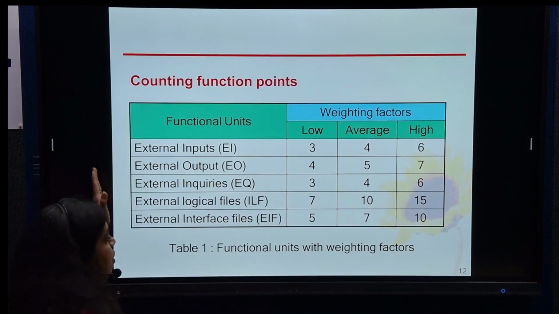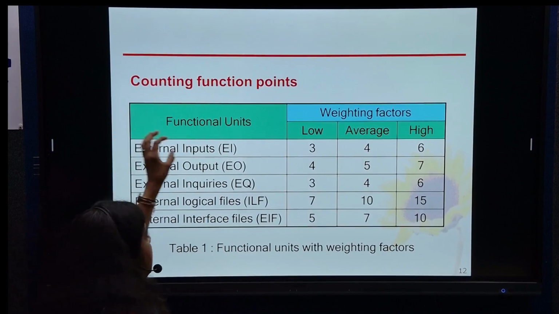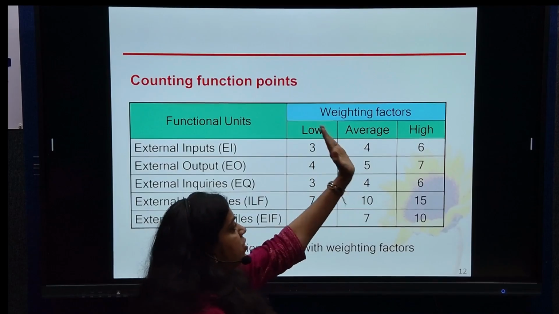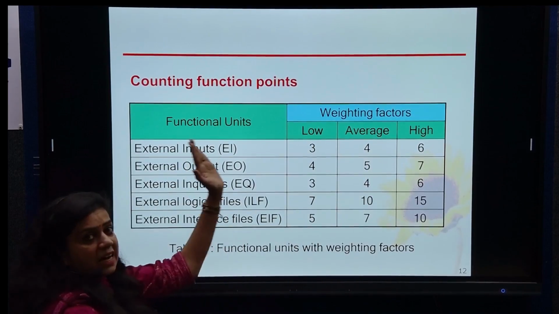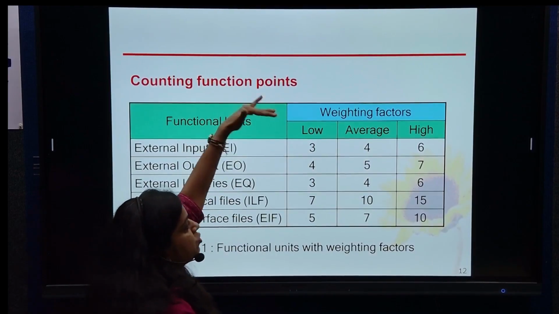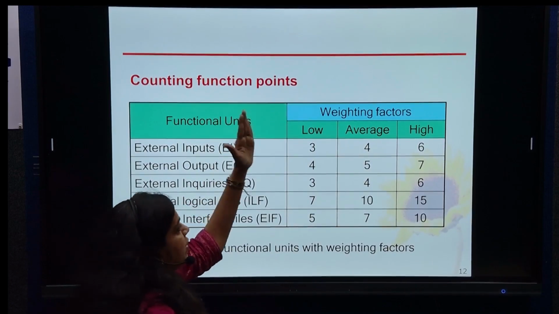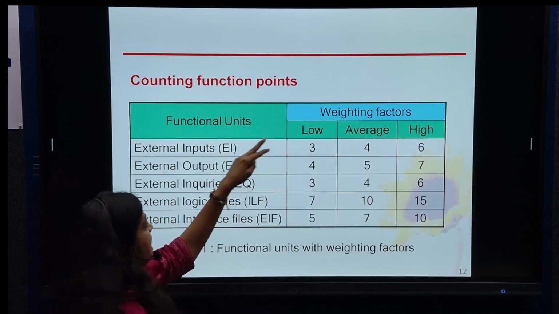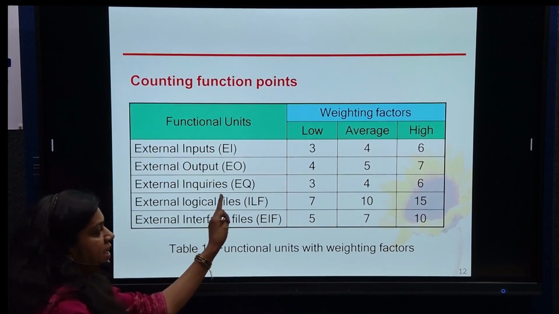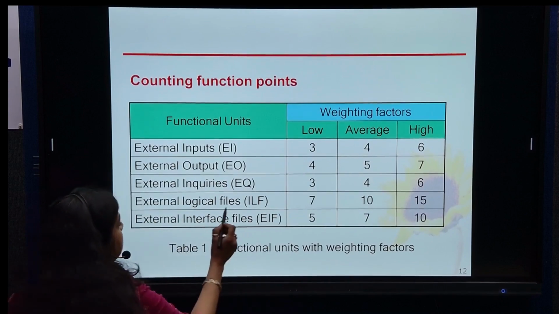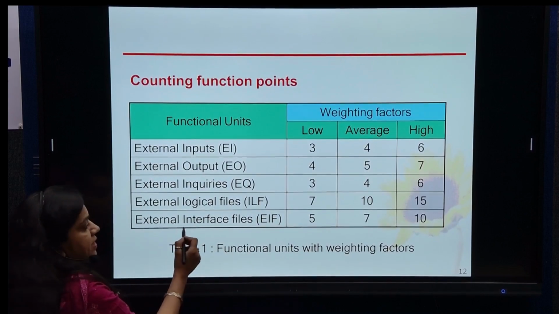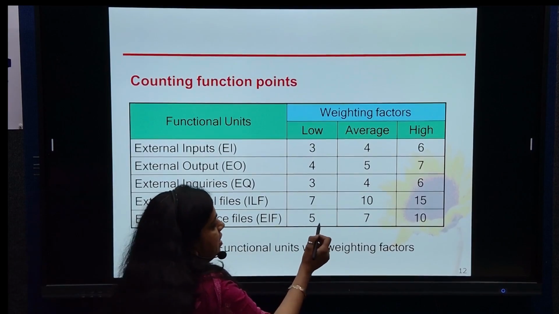This is the table of weighting factors, where, depending on whether the complexity of the software is low, average or high, the weighting factors are as follows. In case of external input, if the software project complexity is low, the weighting factor will be 3. In case of output, it will be 4. In case of inquiries, it will be 3. In case of internal logical file, it will be 7. In case of external interface file, it will be 5.